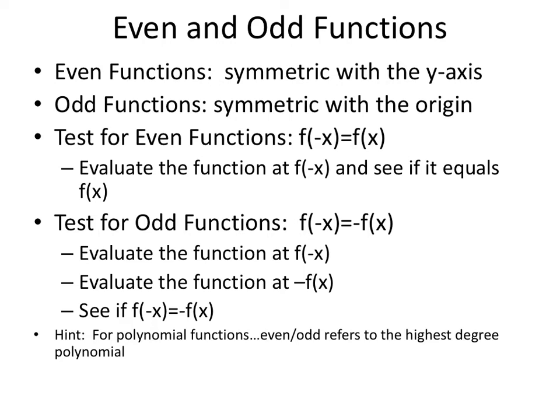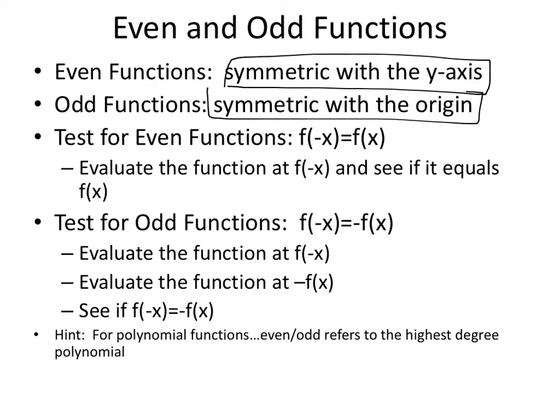Let's now talk about even and odd functions. Even and odd functions are just another way of saying what things are symmetrical with, okay? So even functions are always symmetric with the y-axis. Odd functions are always symmetric with the origin. There is no real term for things that are symmetric with the x-axis.